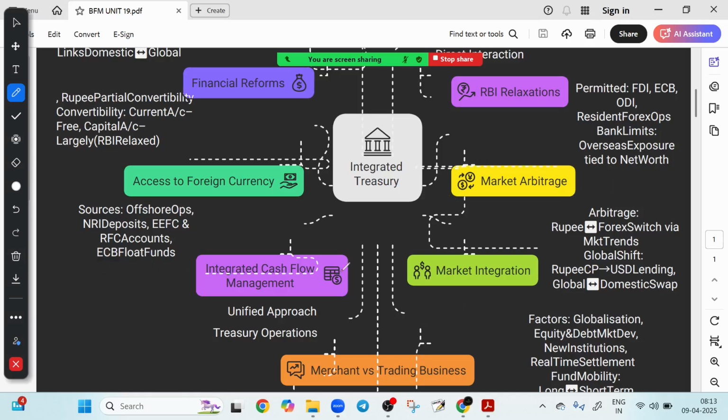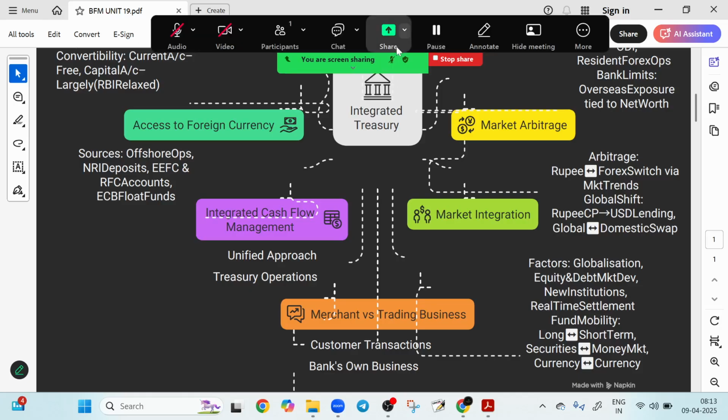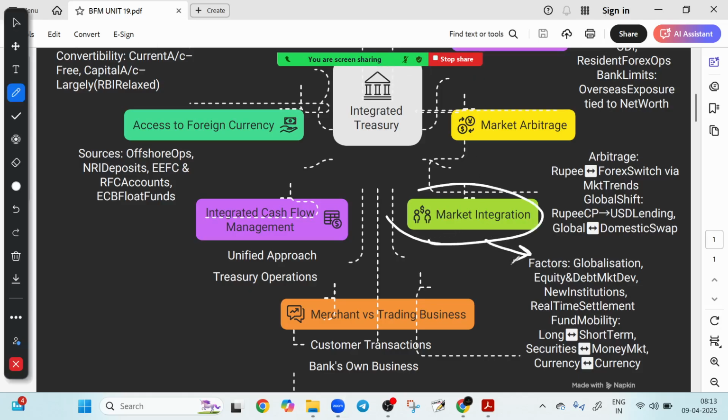What about the market integration? As you can see on the right side, with globalization and fast-paced technology, markets are now more connected than ever. Treasury integrates the money market, currency market, as well as long to short-term funding and even security trading. This is a very important thing. It integrates everything: global liquidity market, debt market, also money market, currency exchange, long to short term funding, and even security trading.